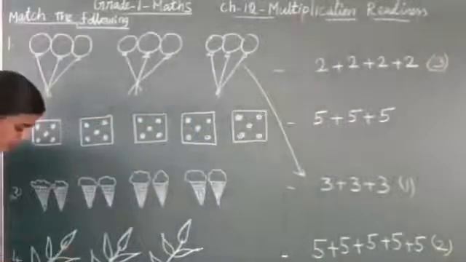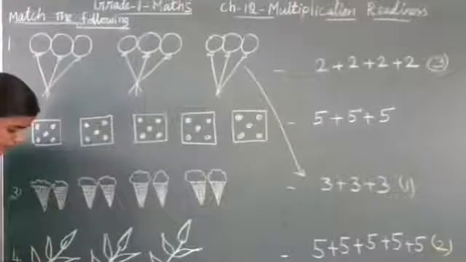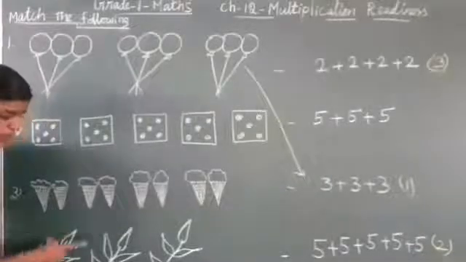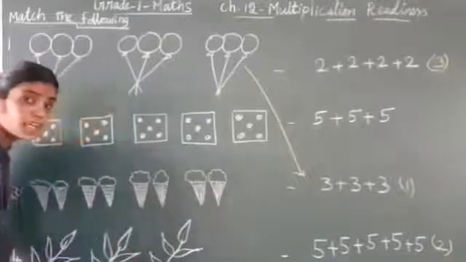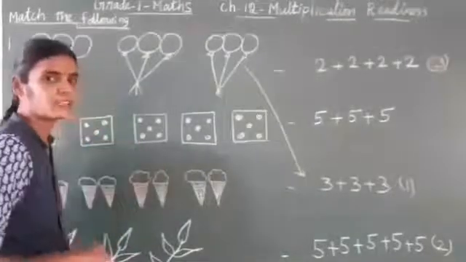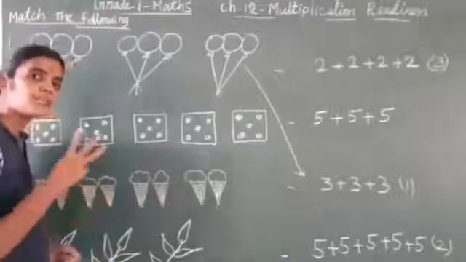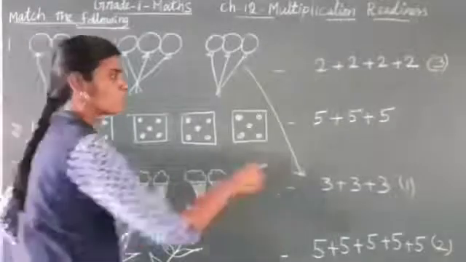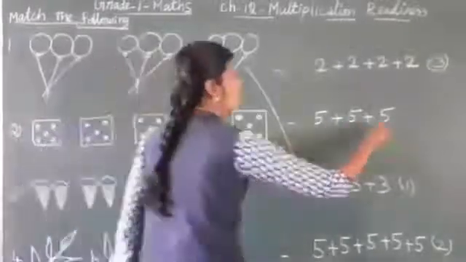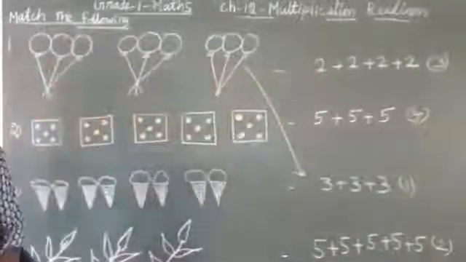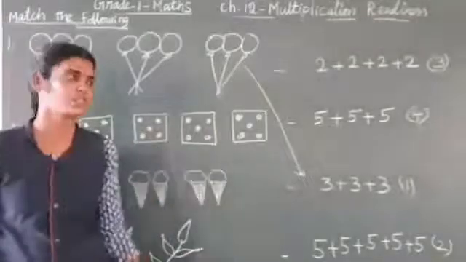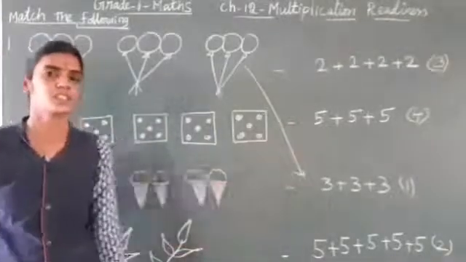Last one. Here leaves. In this one petal, how many leaves? 5 leaves. 1, 2, 3, 4, 5. Here also. So this 5 is repeated 3 times. How many times is 5 repeated? 3 times. So this option only, the last one, 4. Clear? That is how you match using the picture in repeated addition form.